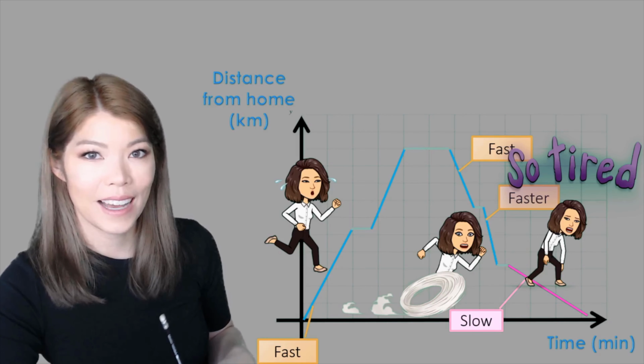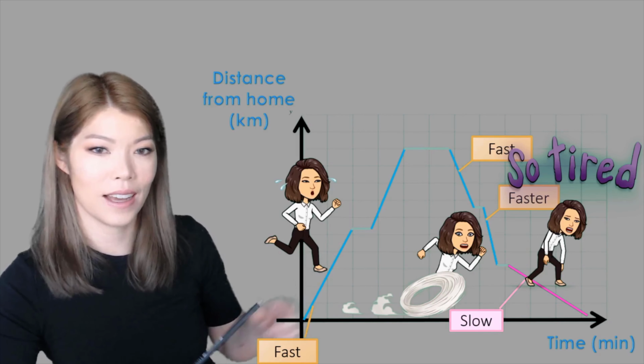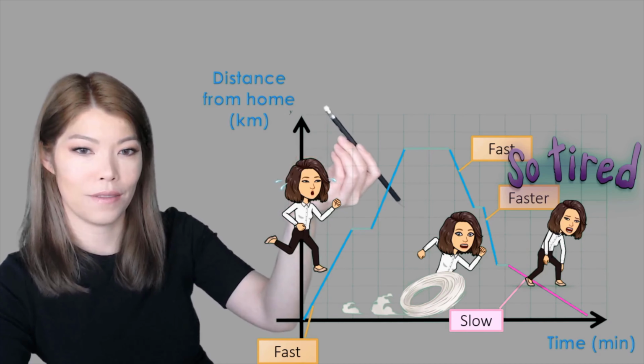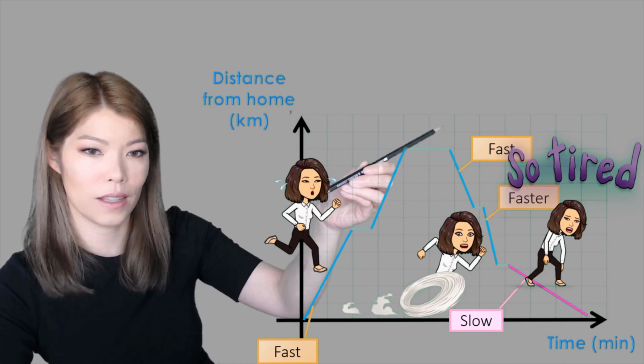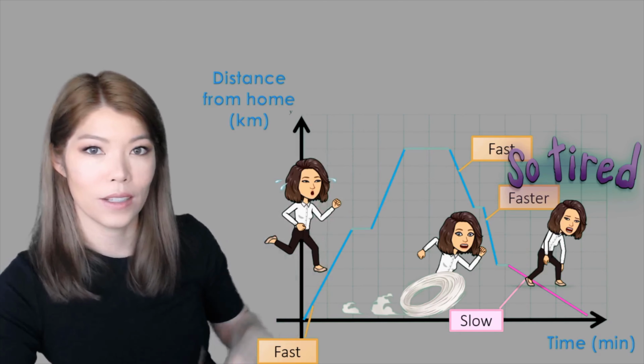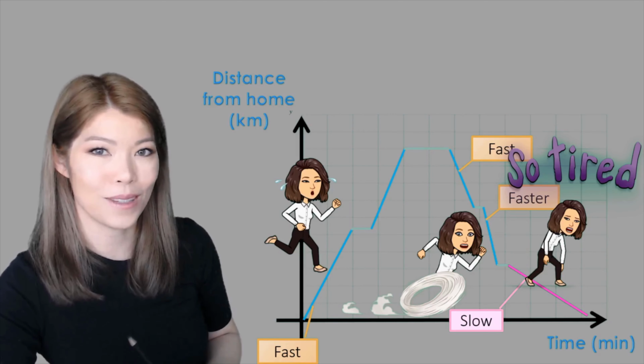That's it for me today. I hope you understand that positive, negative, fast, whether it's this way or that way, and slow, whether it's positive or negative. So remember those four things, and I'll see you in the next video.